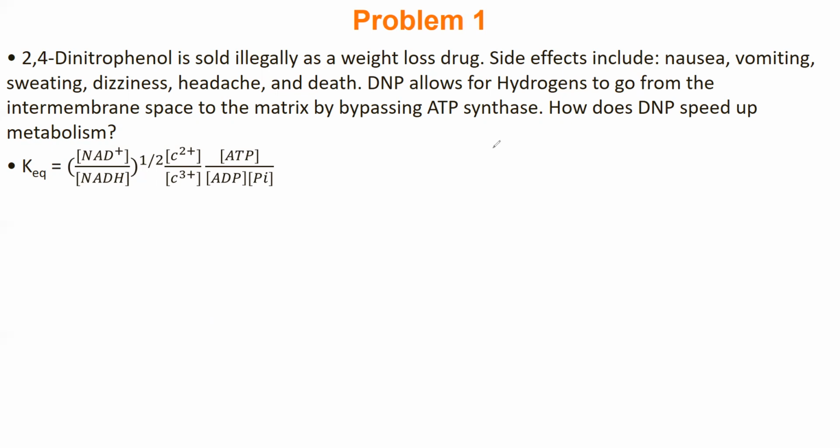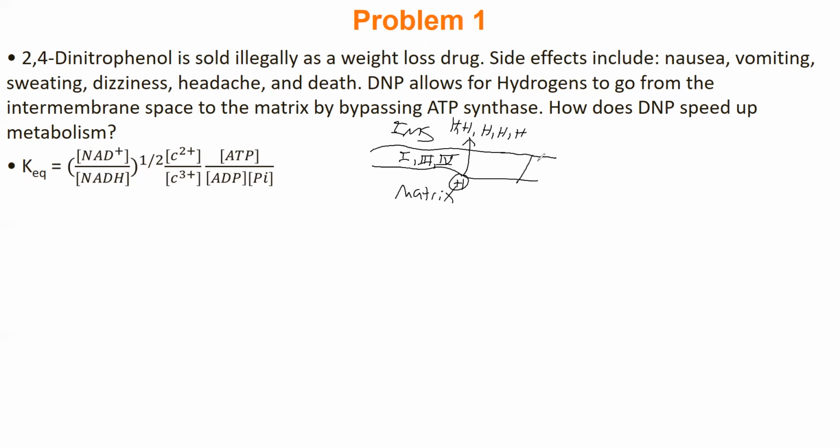So let's kind of go small and then kind of piece it together. So as was pointed out, and as we talked about, matrix, intermembrane space, IMS. Normally with oxidative phosphorylation, complex 1, 3, and 4 take hydrogens from the matrix and pump them into the intermembrane space where you have a lot of hydrogens hanging out.